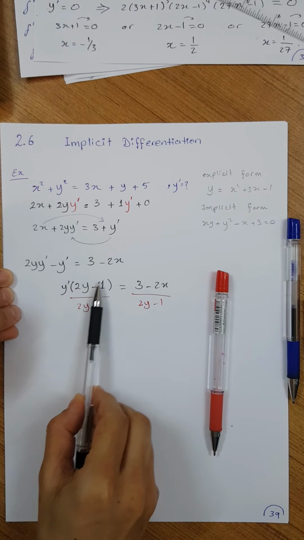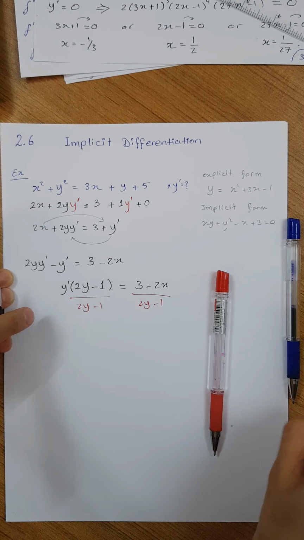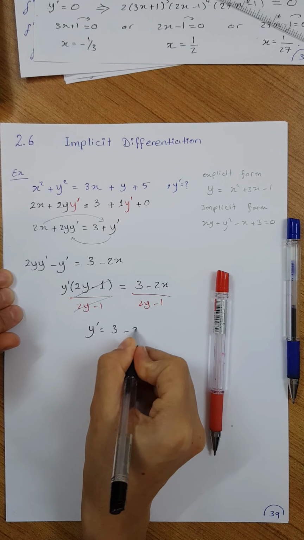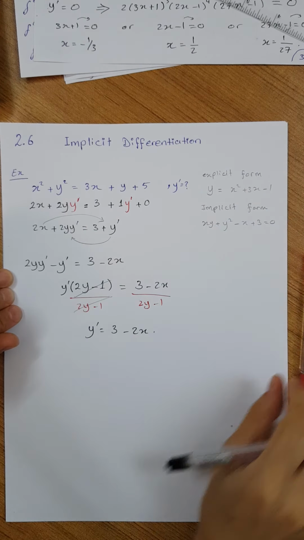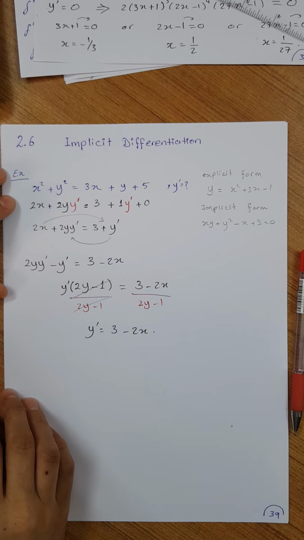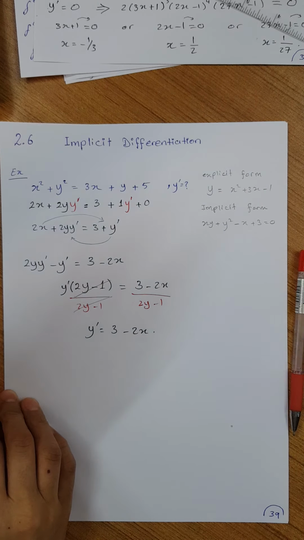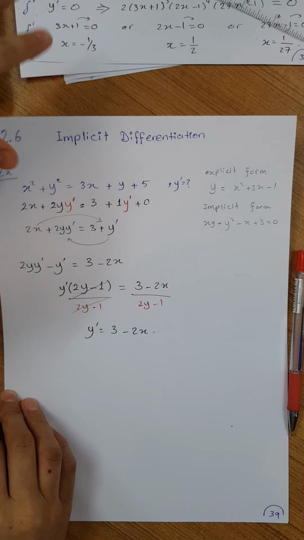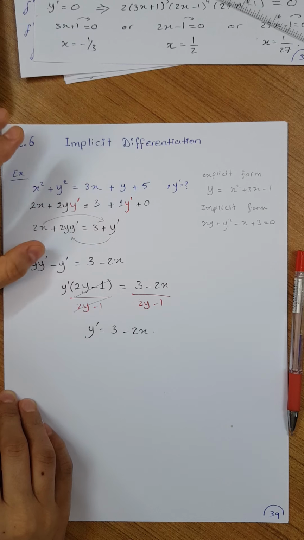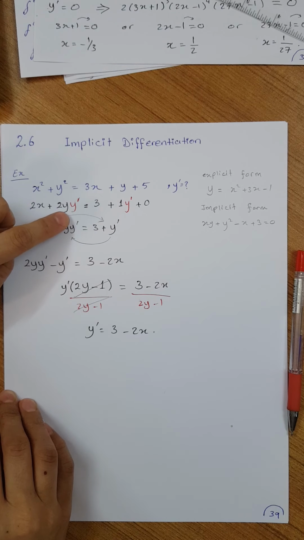To find y prime, I have to get rid of that part. So this part and that part go together. So y prime is equal to 3 minus 2x over 2y minus 1, and that is the implicit differentiation. So what is the difference here? You are again using the same rules that you have used previously in the other sections, except that when you're taking the derivative of y, whatever y is, you are multiplying it by y prime.